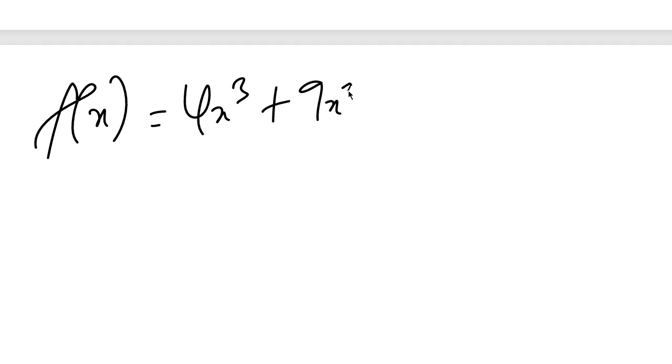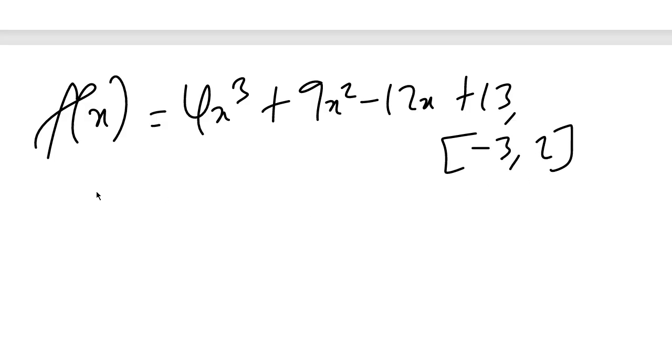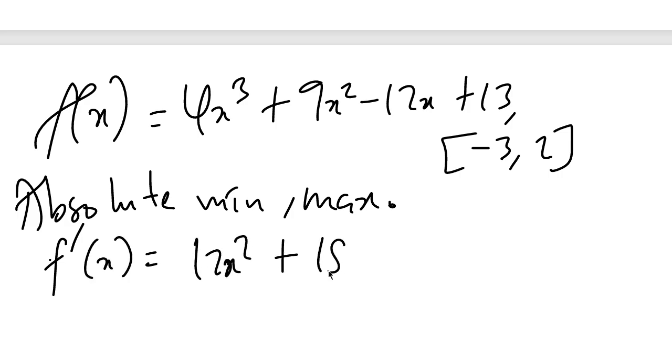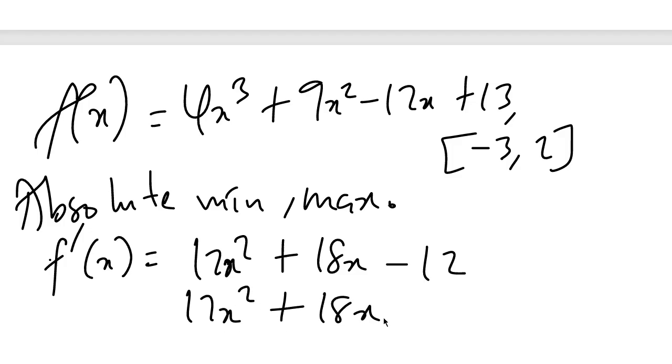So in the case of f of x equals 4x cubed plus 9x squared minus 12x plus 13, and the interval given to you is negative 3, 2, and you're asked in the exam, what is the absolute max? What do you do? Get the first derivative. First derivative is what? 12x squared plus 18x minus 12. Equate that first derivative to 0. That will be 12x squared plus 18x minus 12 equal to 0, right?